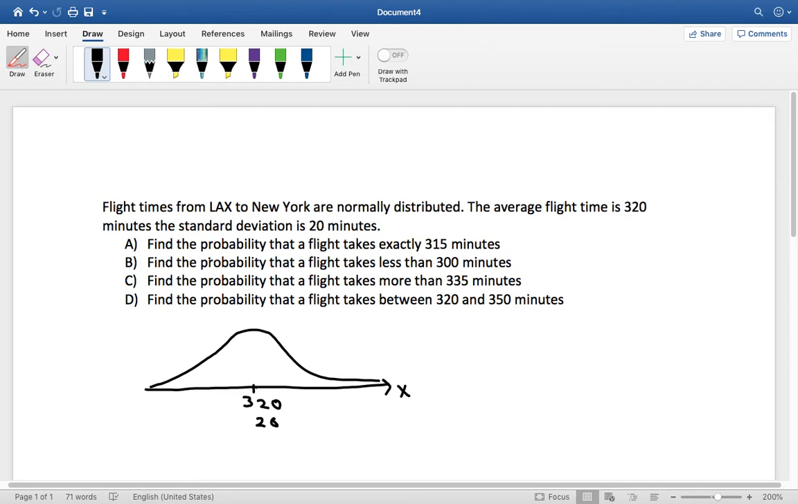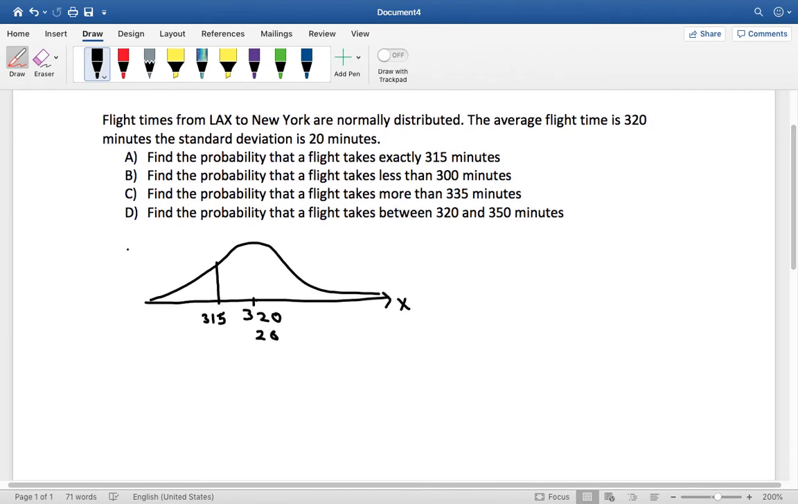A. Find the probability that a flight takes exactly 315 minutes. Well, 315 is here. And the answer is 0. We can't find the probability at a single point for a continuous distribution like the normal distribution. So that was easy. Just need to remember that.